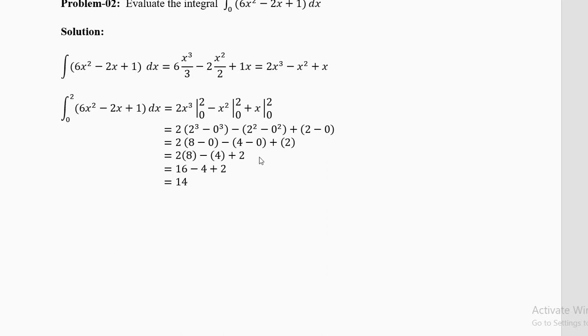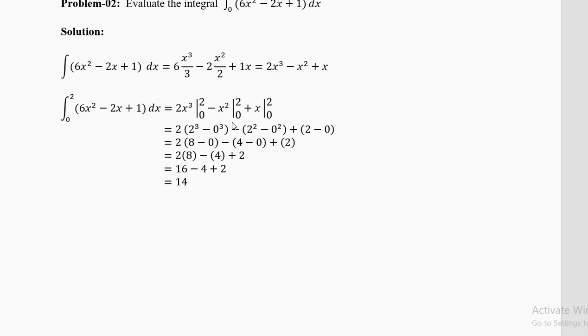Now start putting the numbers. 2x³ going from 0 to 2. 2 times (2³ − 0³). You don't have to spend so much time on the 0, but I have written it here for your understanding. 8 minus 0 is 8. 2 into 8 is 16.